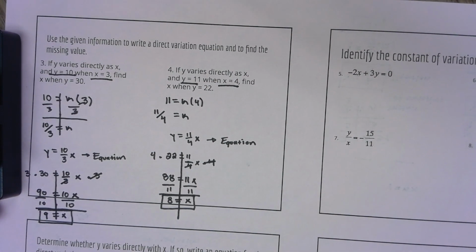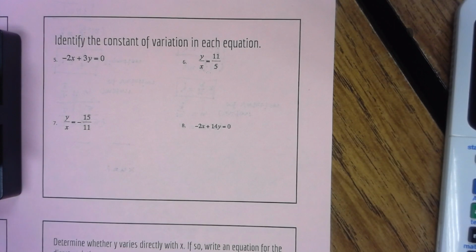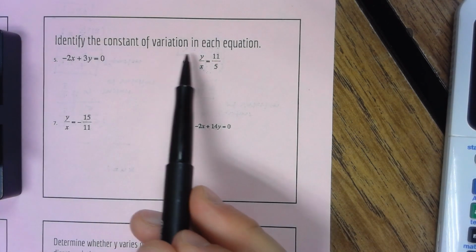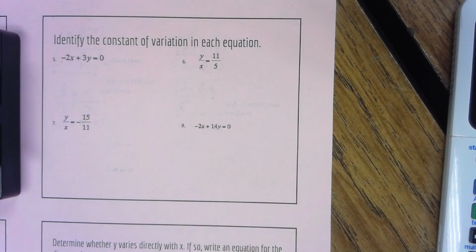So let's look at 5 and 7, where it says identify the constant of variation. With this whole unit, it's kind of been a mixture of topics. Understanding what it's asking is where we want to start, not just jumping straight into what do I need to do. So identify the constant of variation in each equation. That basically implies this is direct variation.